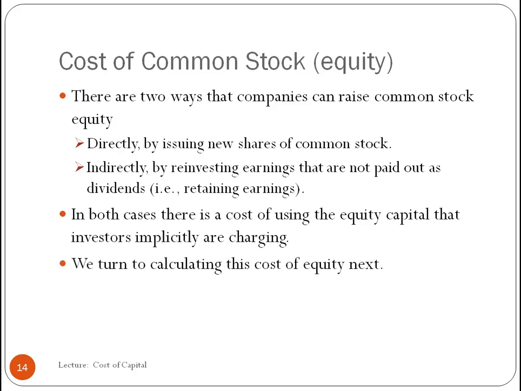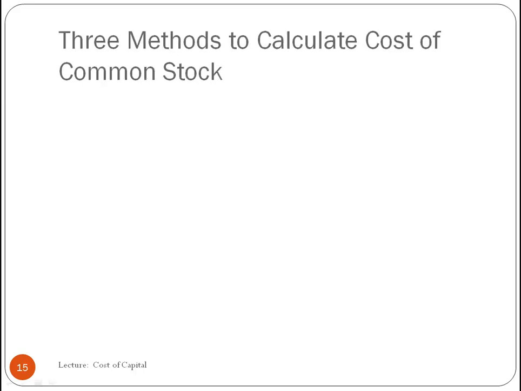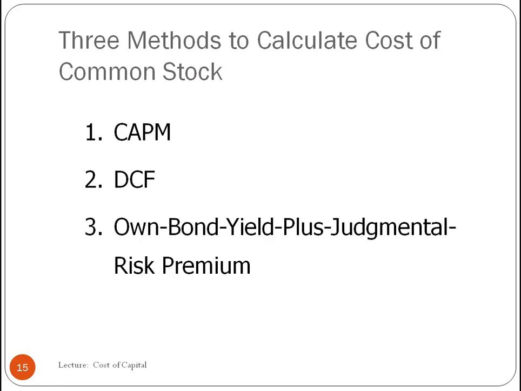So we turn to calculating this cost of equity next. There are three methods to calculate the cost of common stock: the capital asset pricing model, discounted cash flows, and something called the own-bond-yield-plus-judgmental-risk-premium. It's kind of a mouthful. When we get to it, it's actually pretty straightforward. So some of these terms should look familiar, and we'll go through each of these.